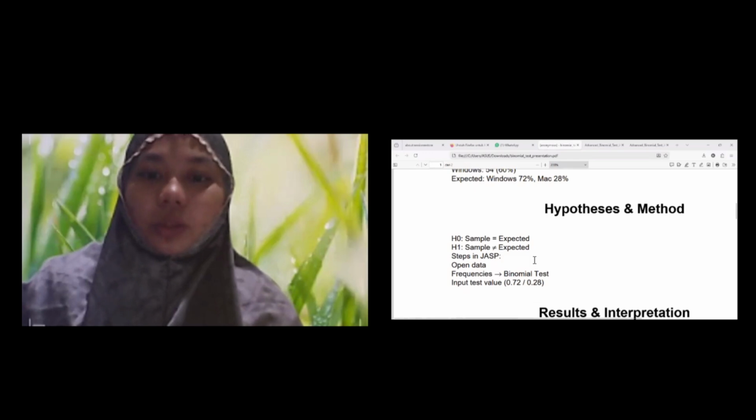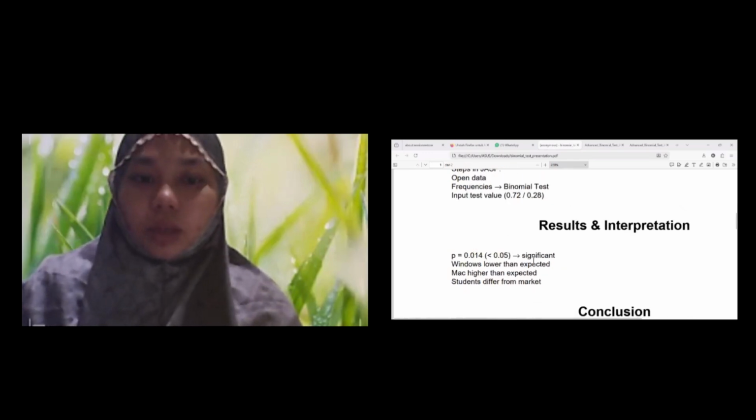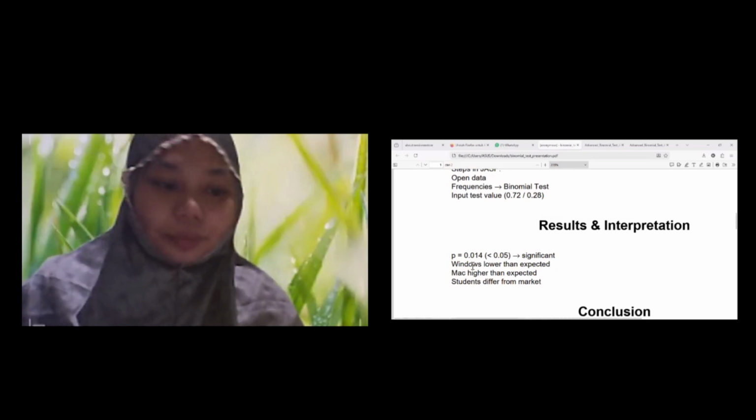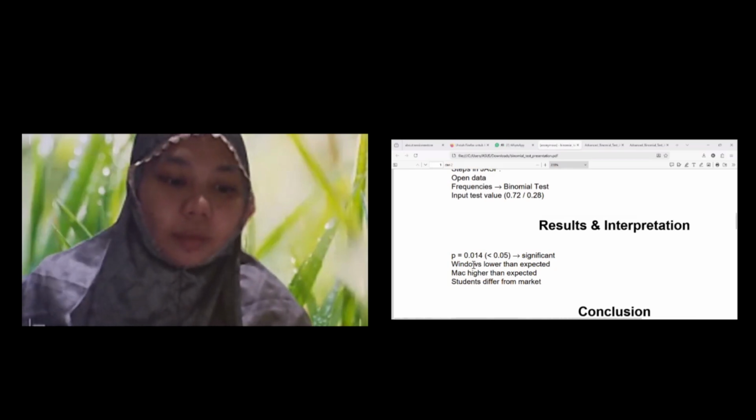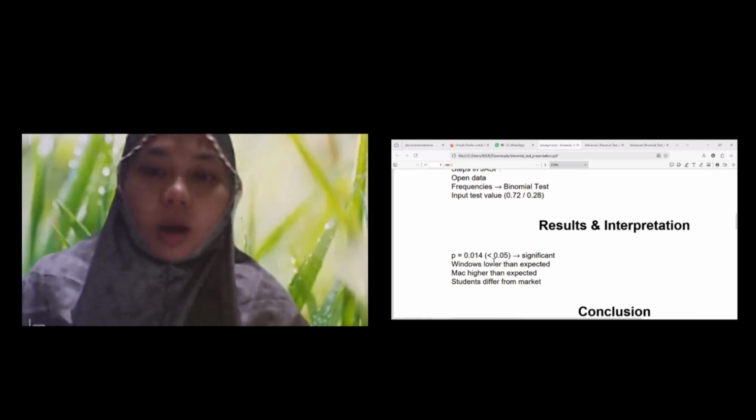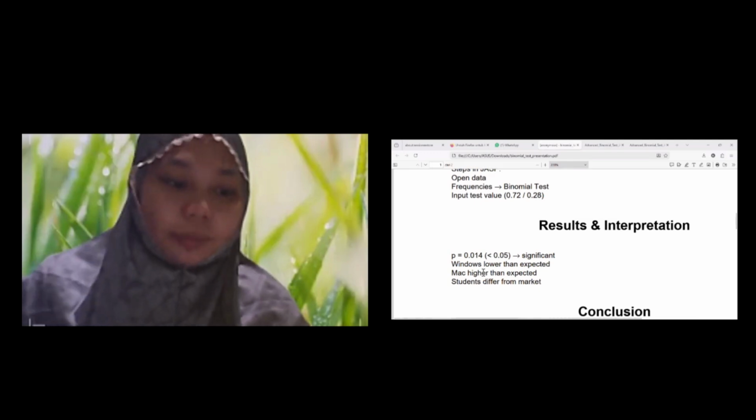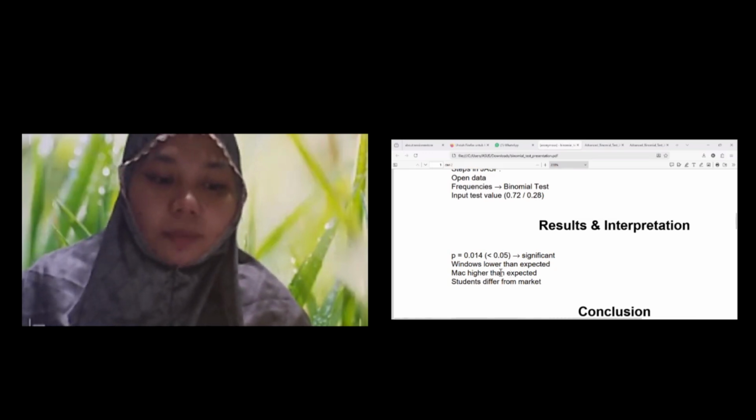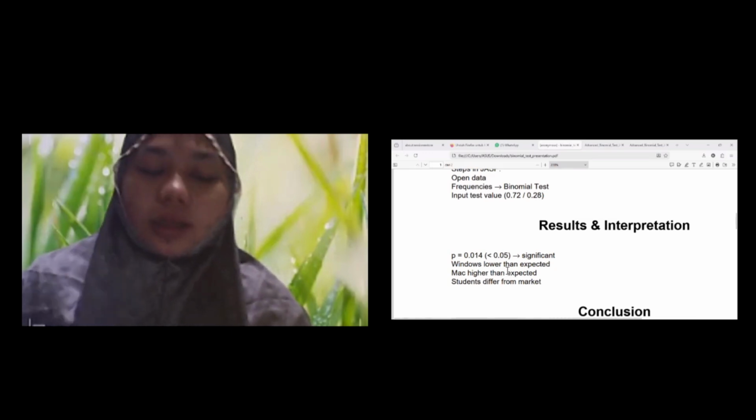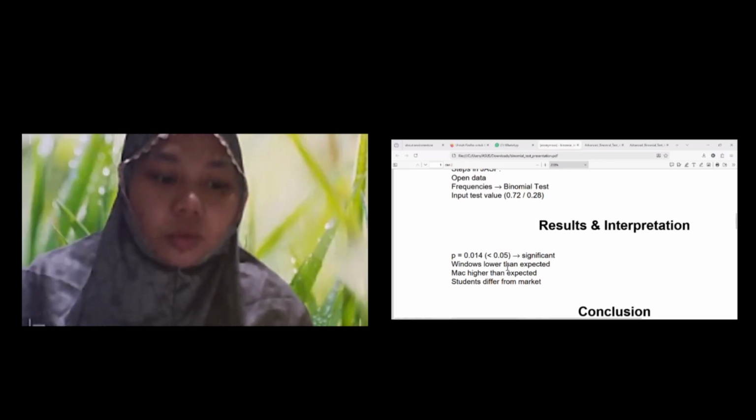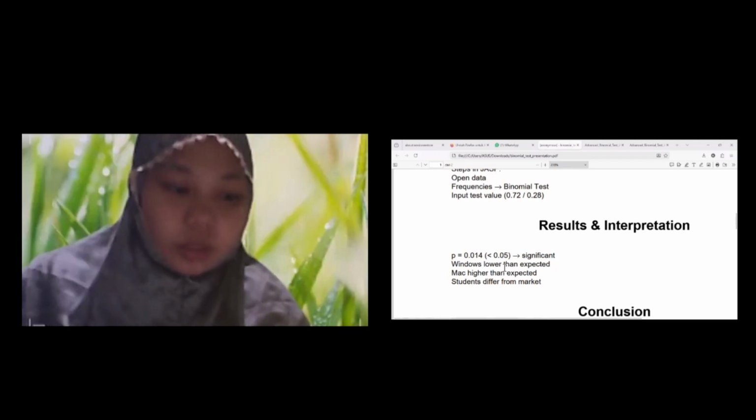And next, result and interpretation. The result of the test shows a p-value of 0.014. Since this value is less than 0.05, it means the result is statistically significant. This tells us that we reject the null hypothesis.